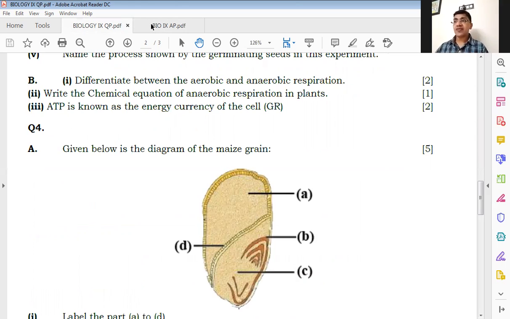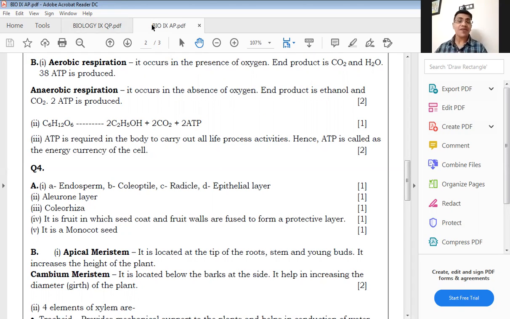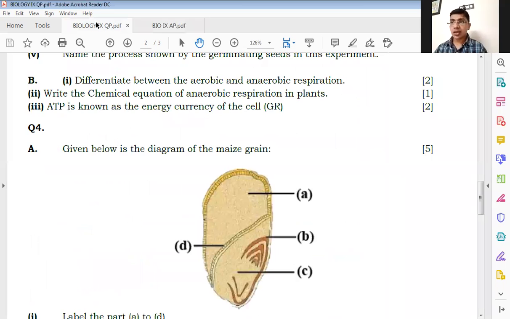Now they have specified plants, so we have to be very careful about what we write, right? The chemical equation would be C6H12O6. In the absence of oxygen, so you need not write oxygen, will directly give us 2C2H5OH, which is nothing but ethanol, plus 2CO2, that is carbon dioxide, plus 2 ATP, right? So this is the equation which has been asked, anaerobic respiration in plants. Let's go to the next question now.